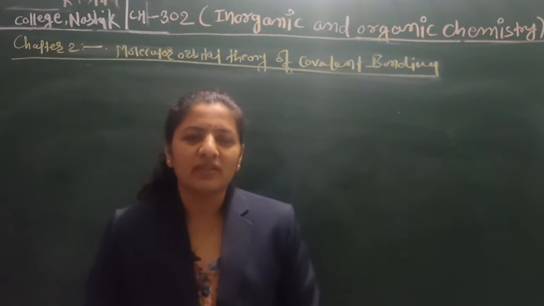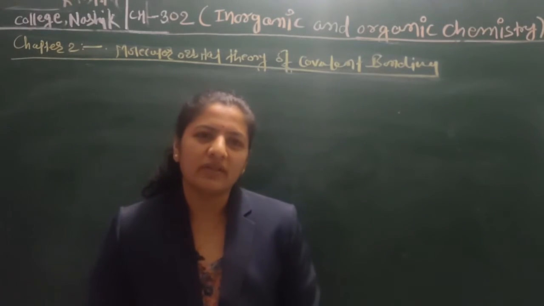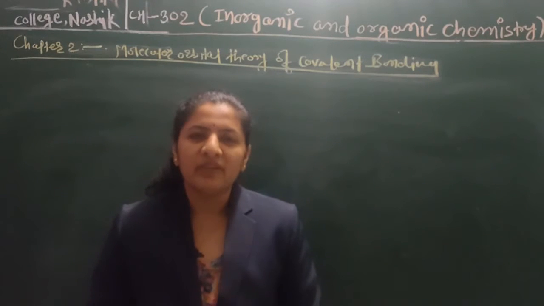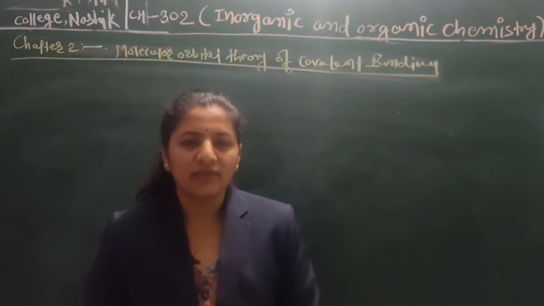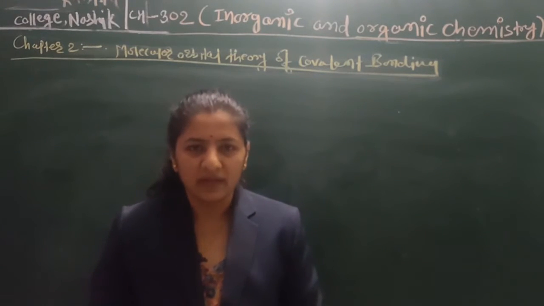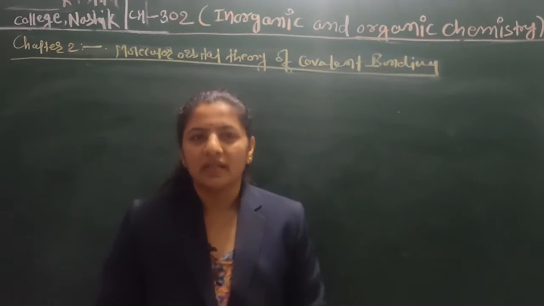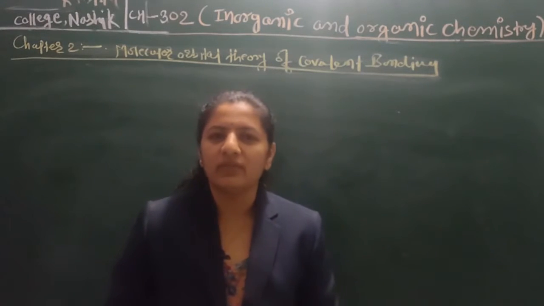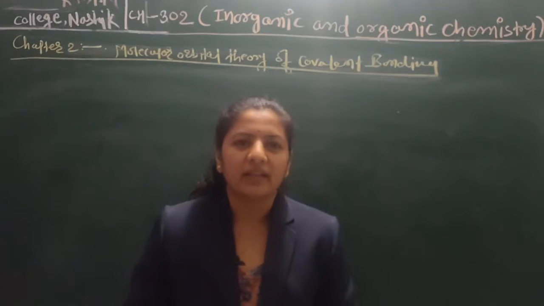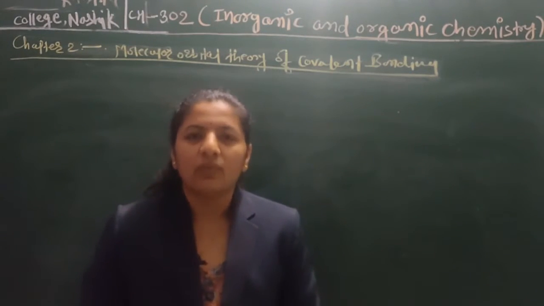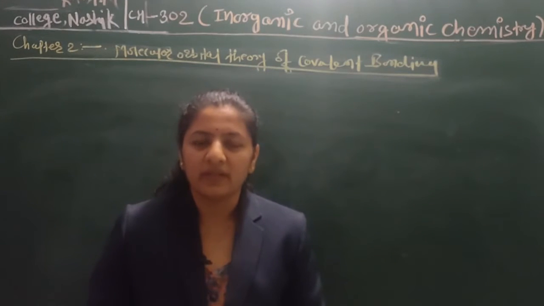In this lecture we are going to discuss the MO energy level diagram of some homonuclear diatomic molecules of second row elements. In the previous lecture we discussed homonuclear diatomic molecules of first row elements. Now we are going to discuss those of second row elements, in particular the energy levels and the order of energy levels. Now let's start.